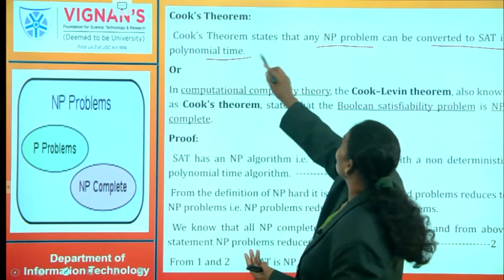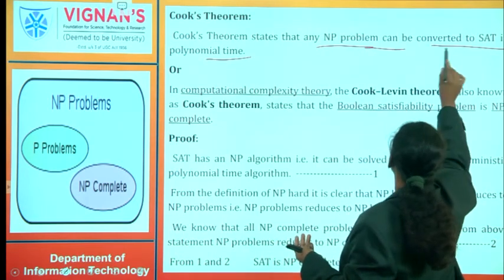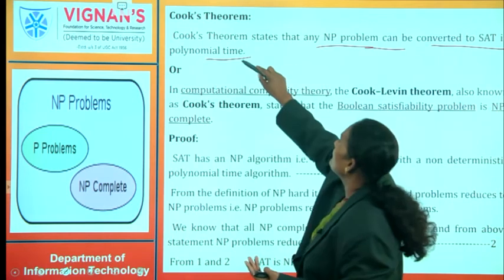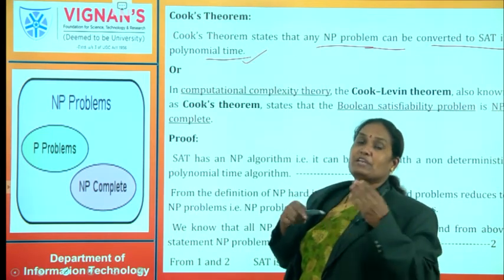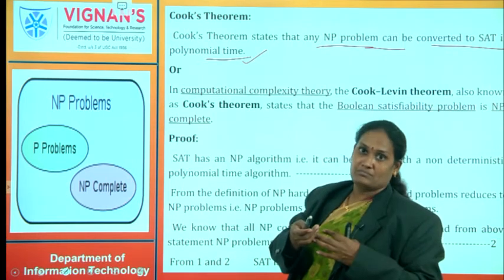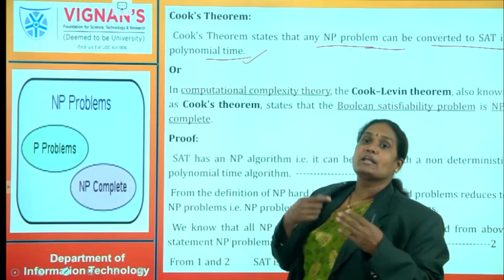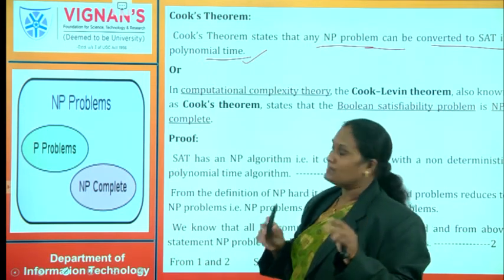Now, what is the Cook's theorem statement? Any NP problem can be converted to satisfiability in polynomial time. That is, for any NP problem, we can get a true answer in polynomial time. That is, we can say all NP problems are satisfiable. Okay, that is Cook's theorem.